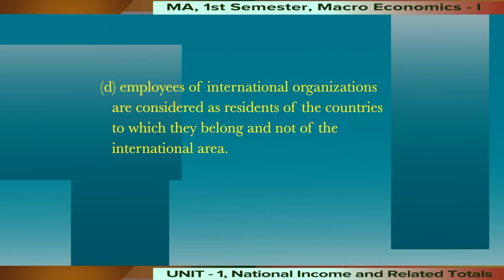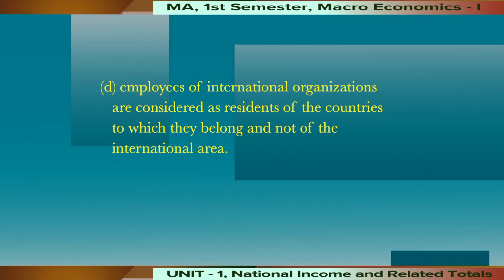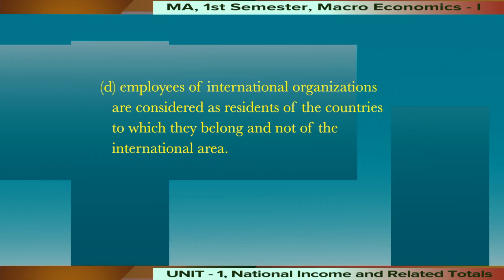Fourth, employees of international organizations are considered as residents of the countries to which they belong and not of the international area. For example, an American working in a UNO office located in India will be treated as a normal resident of America. However, if the employees are working for more than 1 year in such international institutions, then they become the normal residents of the country in which such institutions are located. It means, in the given example, if the American is working in the UNO office in India for more than 1 year, then he will be treated as a normal resident of India.